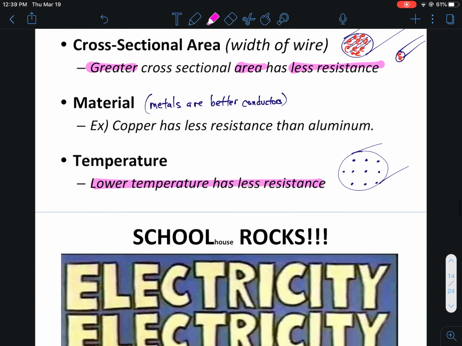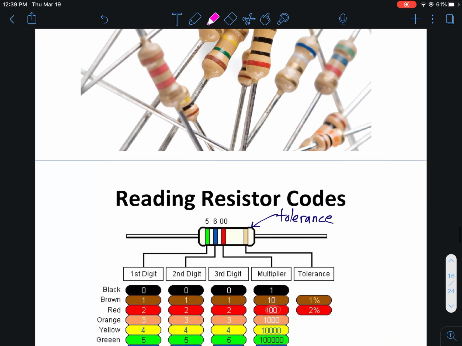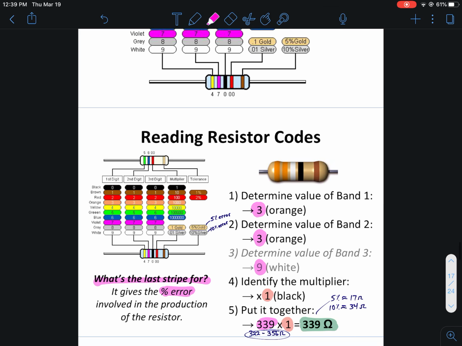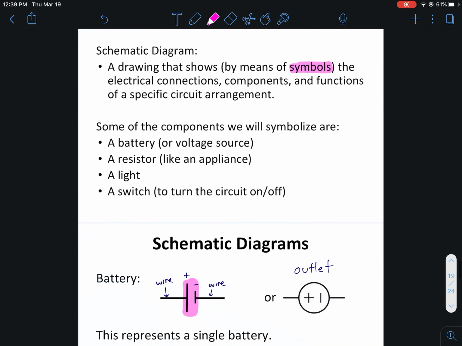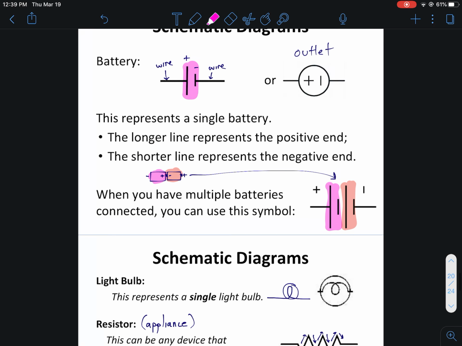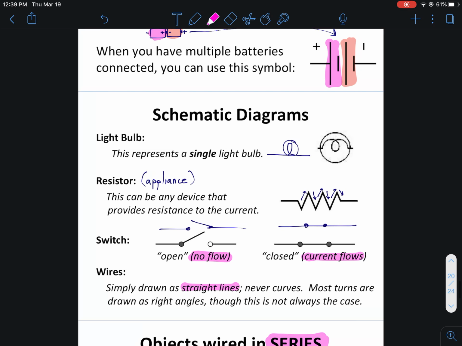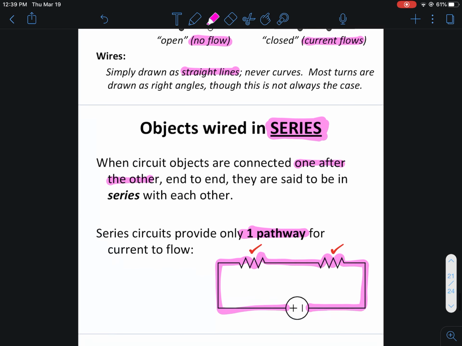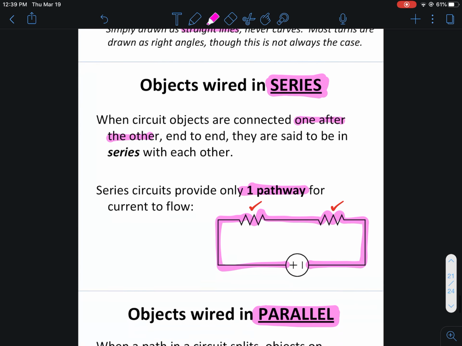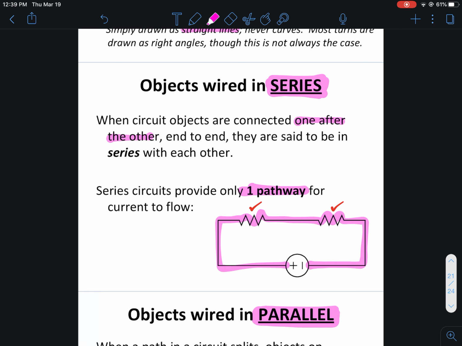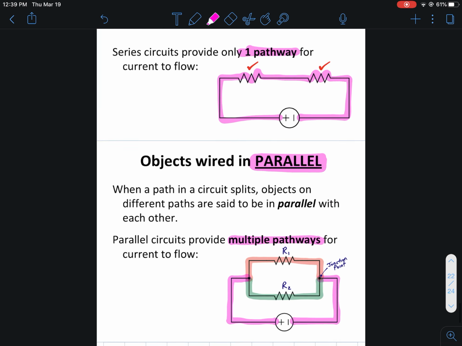We've also talked about things that affect resistance, how resistive a material is. We did a crash course here on how to read the resistor codes. There's lots of videos online for this as well, if you need help with that. And then we basically learned a little bit about the schematic symbols that can be used, and you're going to see for the remainder of the year. And then we talked about the 2 types of circuits, being series and being parallel.